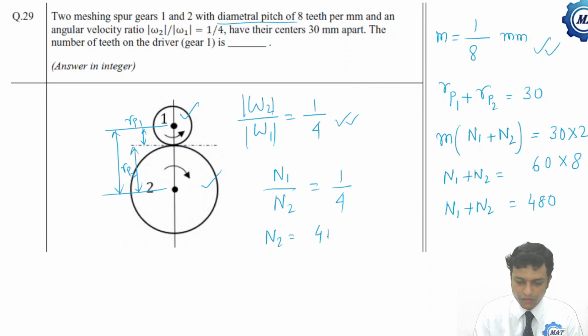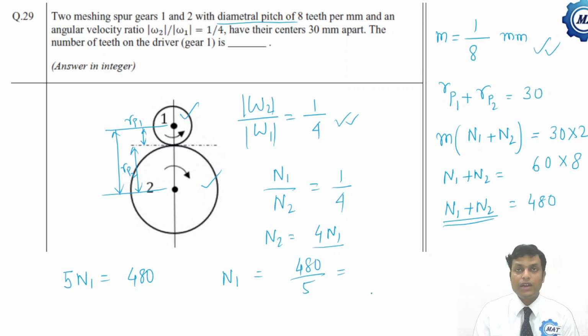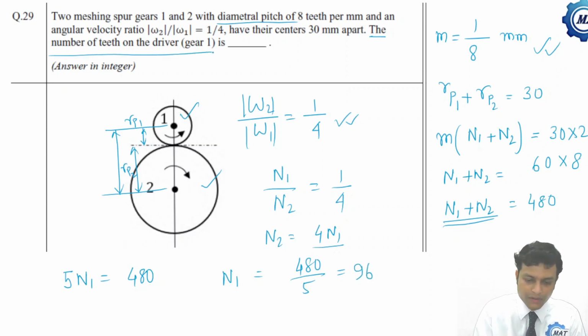N2 is 4 N1. Now let us put this in the equation. If N2 is 4 N1, then 5 N1 is 480. That is N1 is 480 by 5. 480 by 5 is 96. So it has been asked to find the number of teeth on driver gear 1, that is N1 is 96. So this is the answer to the problem. Now let us move to the next problem.